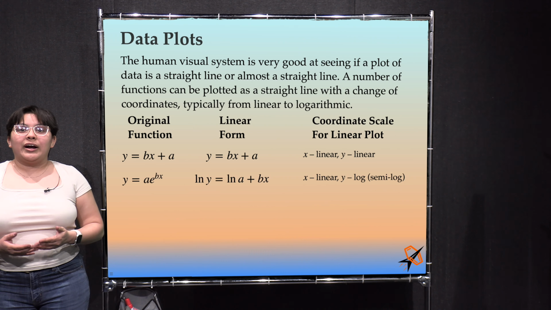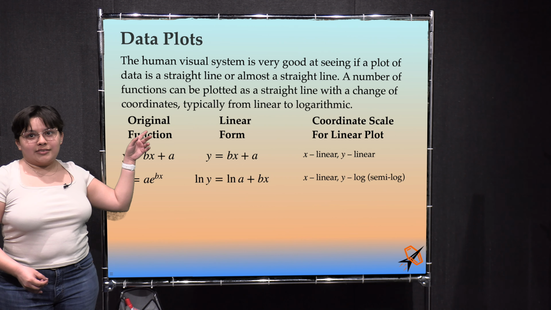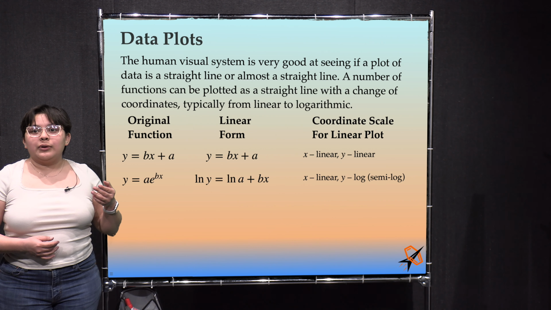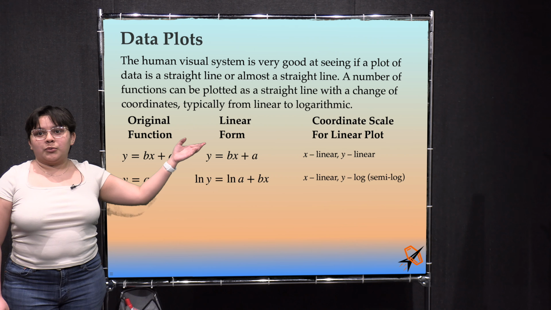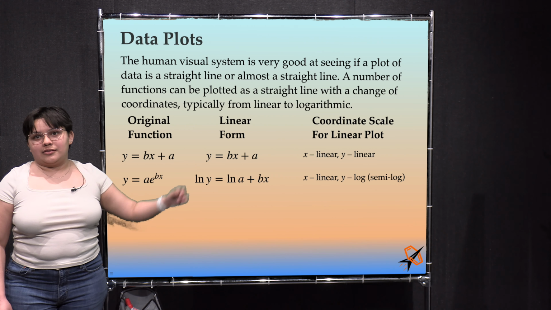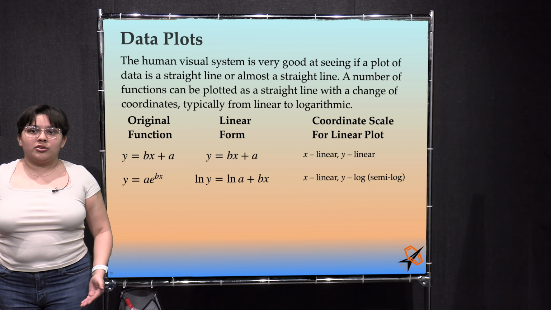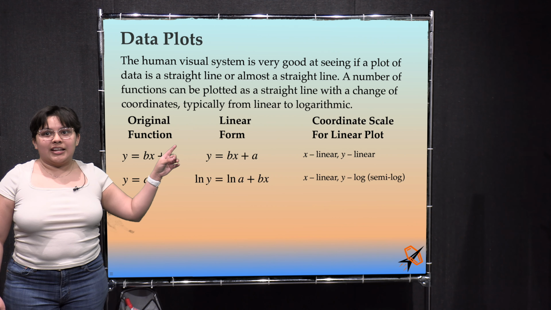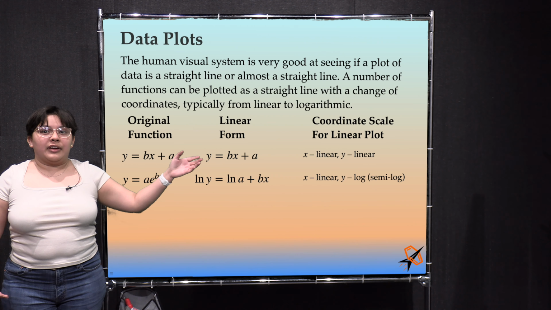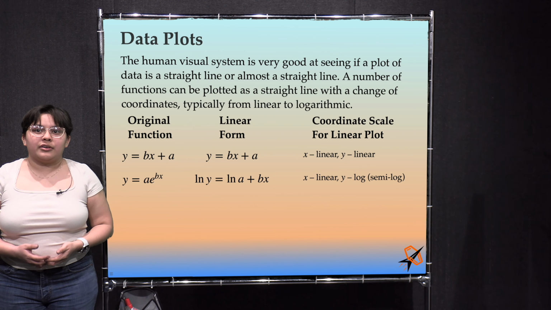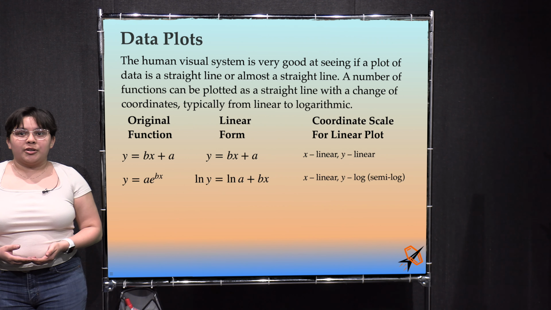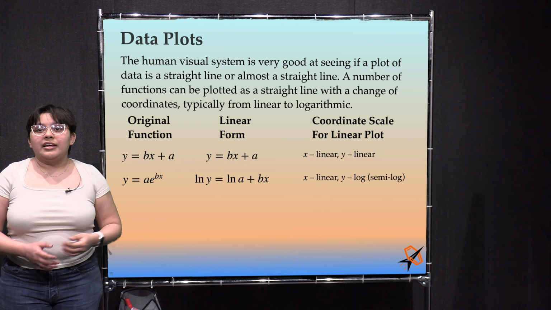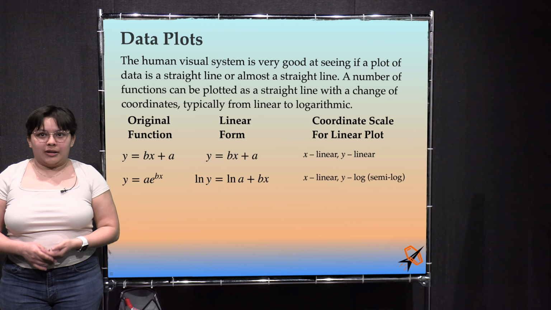The next function is y equals a times e to the bx. The linear form comes from taking the logarithm of both sides. You end up with the natural log of y is equal to the natural log of a plus bx. A plot of natural log y versus x has a slope of b, and the intercept is the natural log of a. If you want the value of a, you would have to take the exponential of the intercept. For a linear plot, you plot x on a linear scale and y on a logarithmic scale. This plot is often known as a semilog plot.